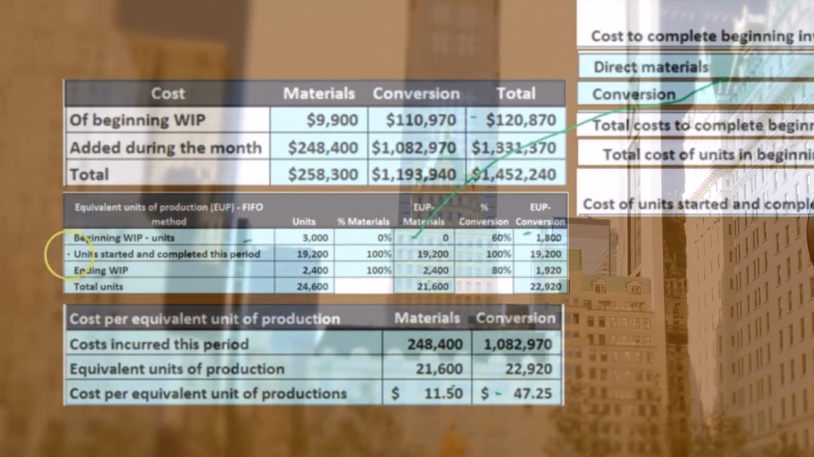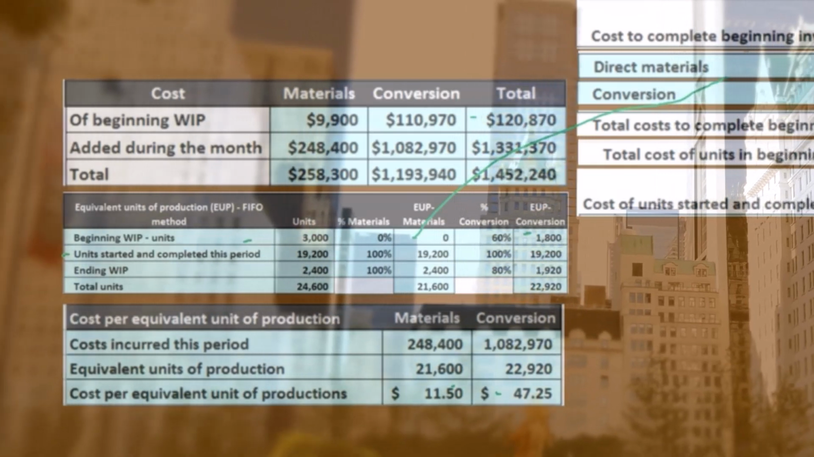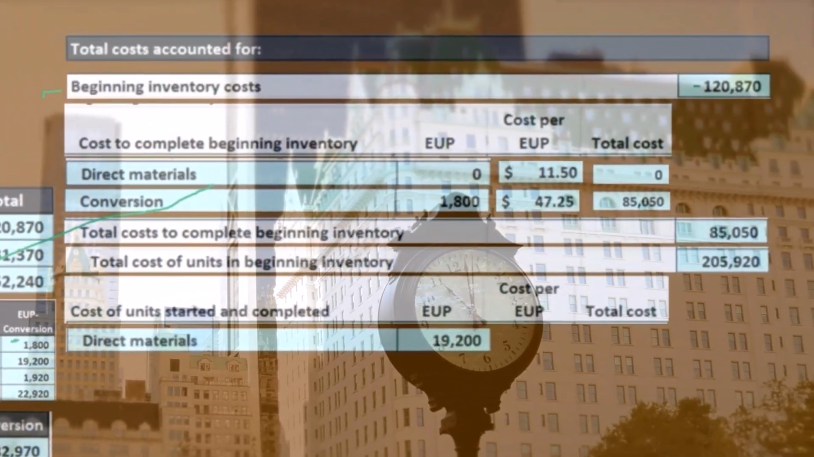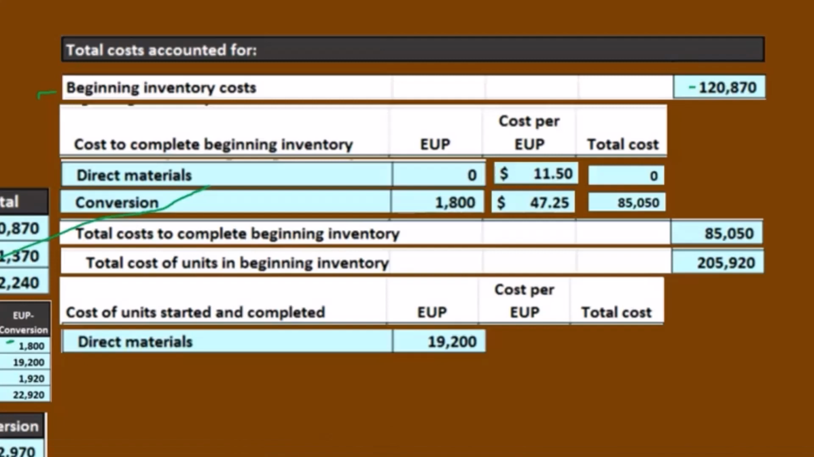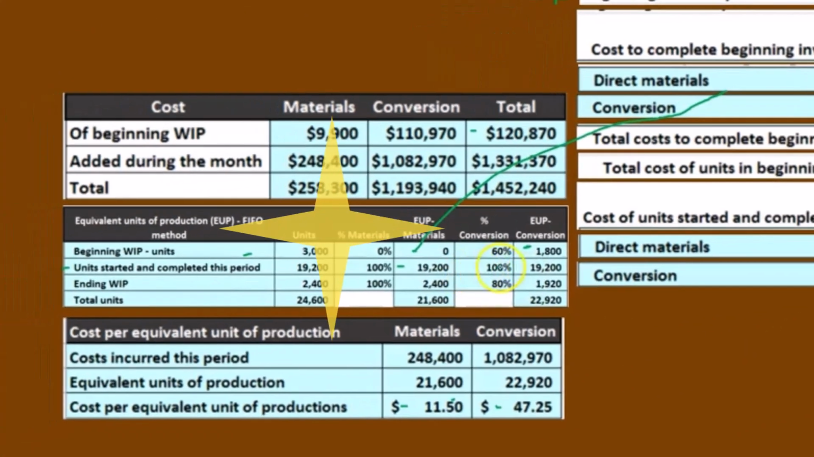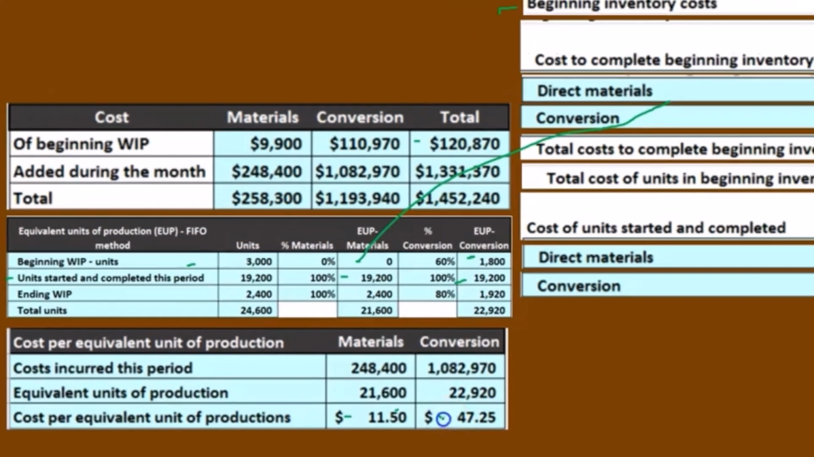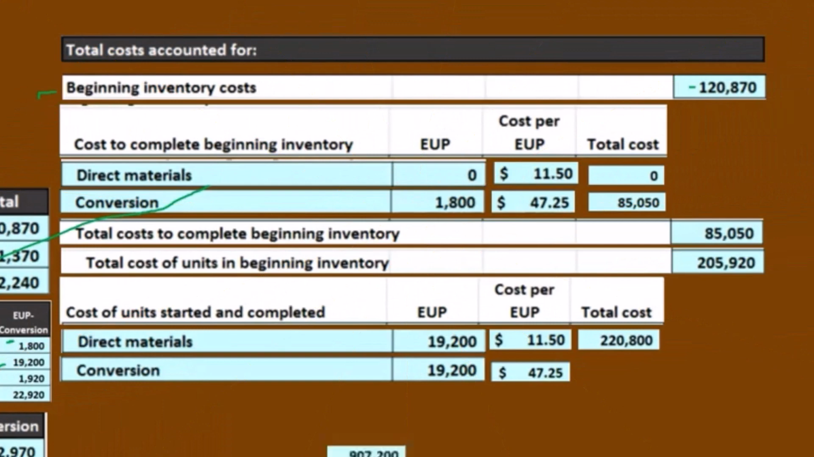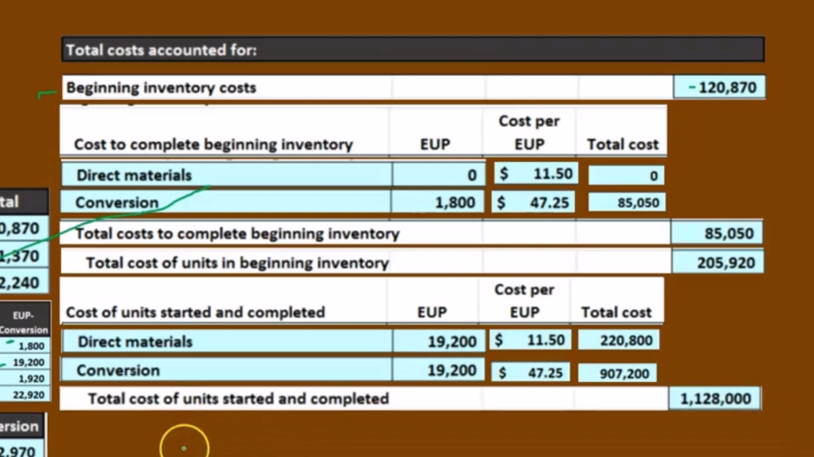We're basically going down, okay, now we're on the stuff that was started and completed. And we're going to say, okay, well, there's 19.2 in terms of units times our cost per unit, the 1150. That gives us the 22800. Same thing for conversion. So conversion, we're taking this number, 19.2 times the cost per unit, 47.25, means we have a total cost of the 907,200. And if we add those up, we get the total cost of units started and completed, 1,128,000.